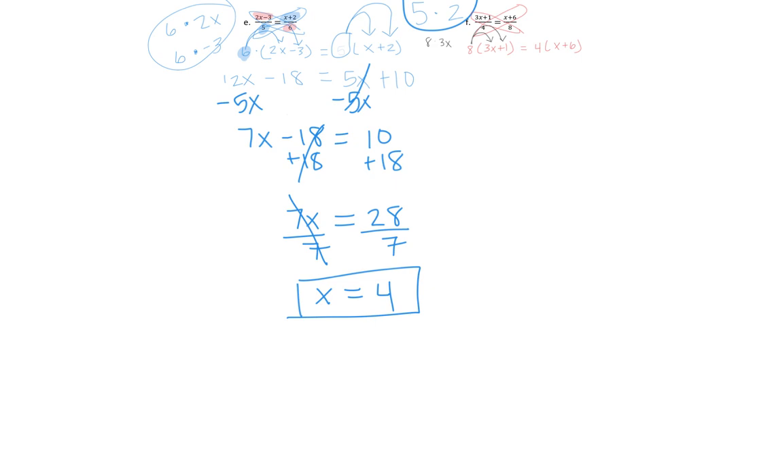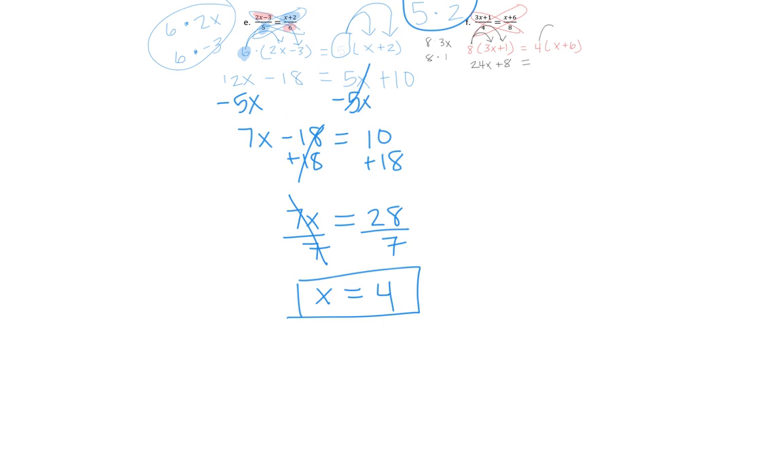So 8 times 3 is 24, and don't forget that x. I'm going to grab 8 again, and I'm going to multiply it by 1. And 8 times 1 is 8, so it's going to be a positive 8. All right, so the first part is done.